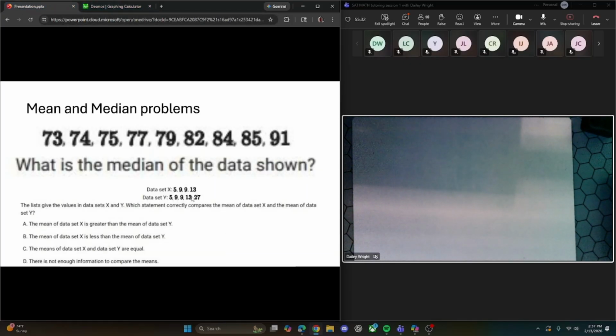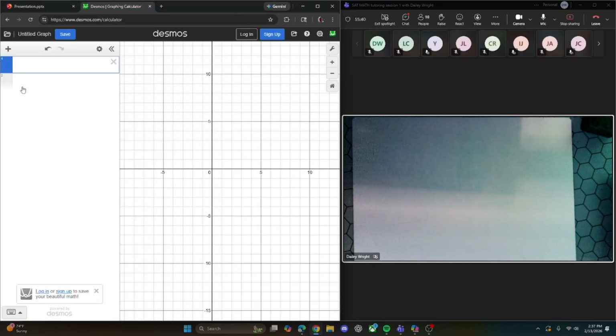So since you have two different data sets and it's asking you to compare the means of the data sets, you're going to want to find the means of both of them. So mean of data set 1, which is 5, 9, 9, 13, and then mean of data set 2, which is 5, 9, 9, 13, 27.